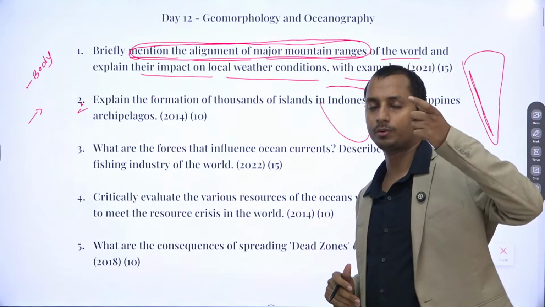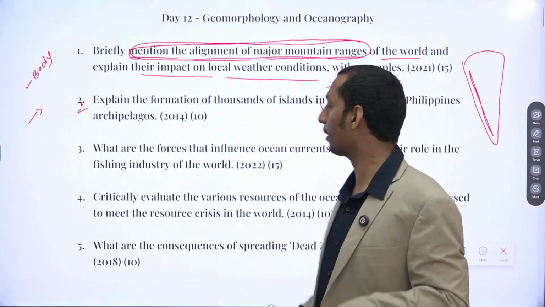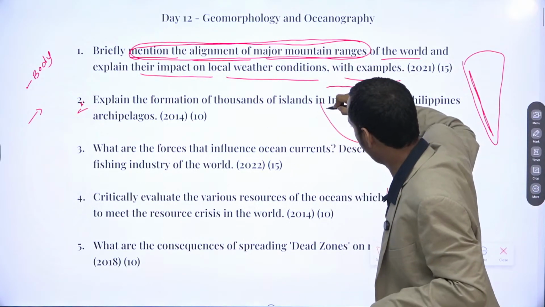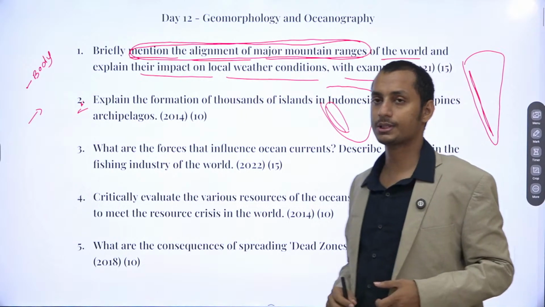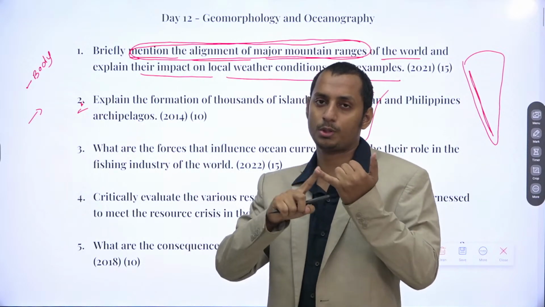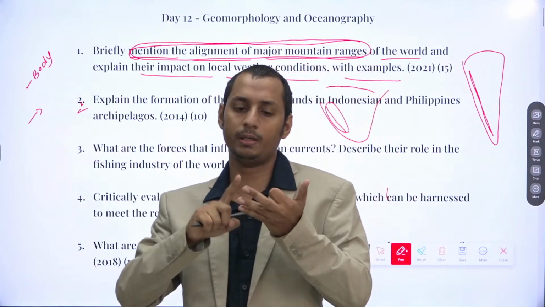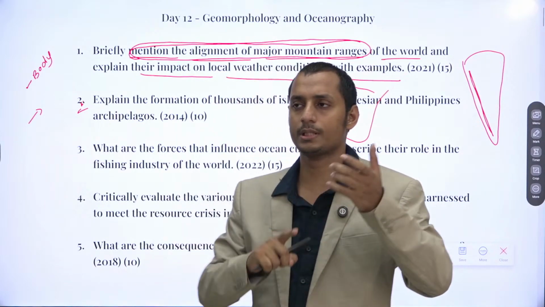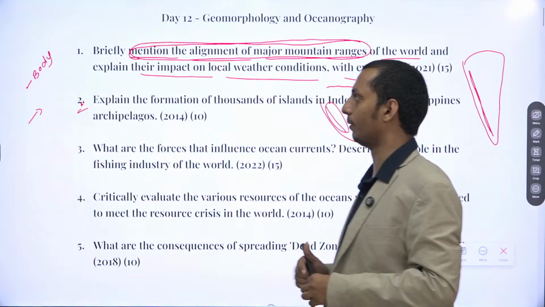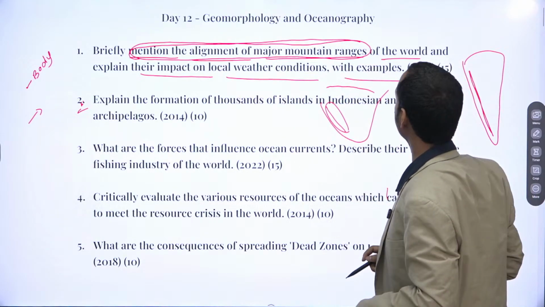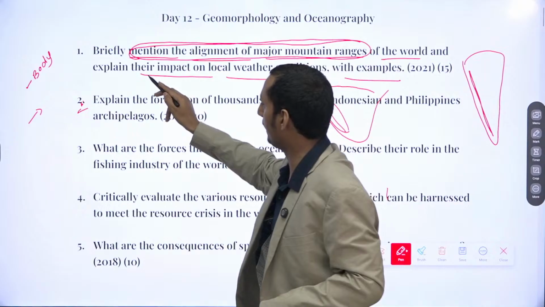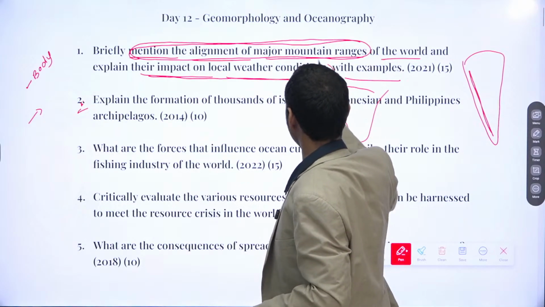So you go for north-south alignment, east-west alignment. You can mention the coastal regions such as the Andes and Western Ghats. So try to go for north-south alignment, east-west alignment, alignments of the coastal regions, and any other different alignment that you can come up with. So that would be your first body part. Mention also examples regarding them, and also mention the impact on local weather conditions.